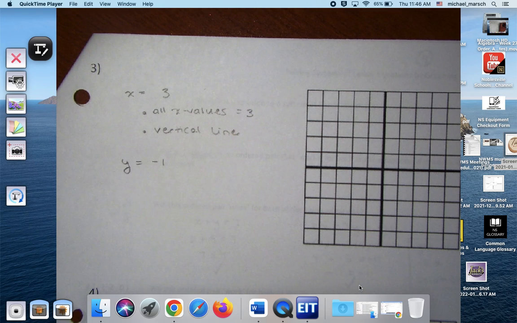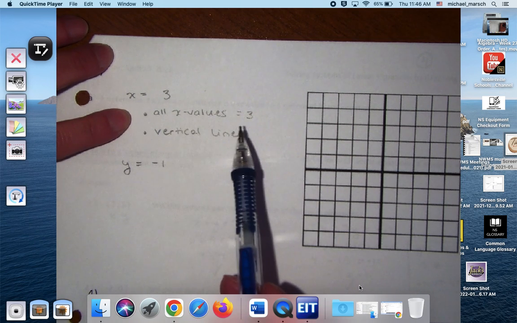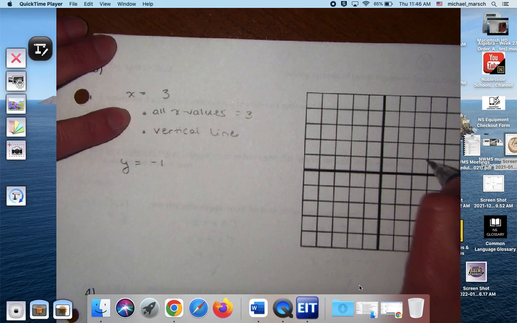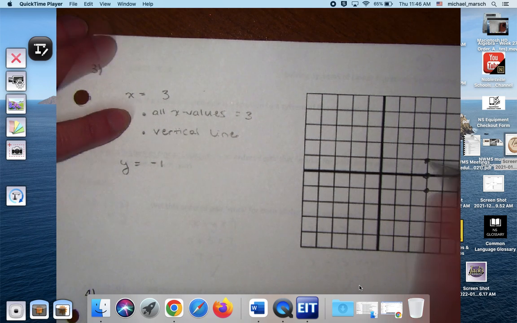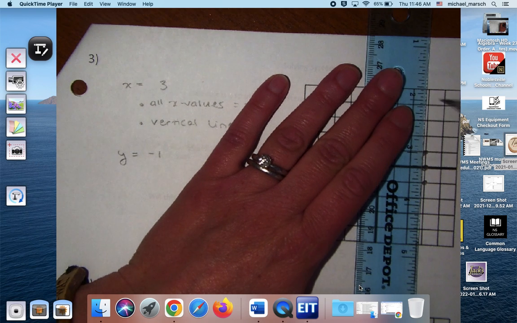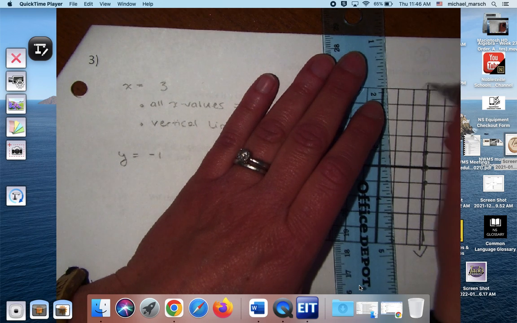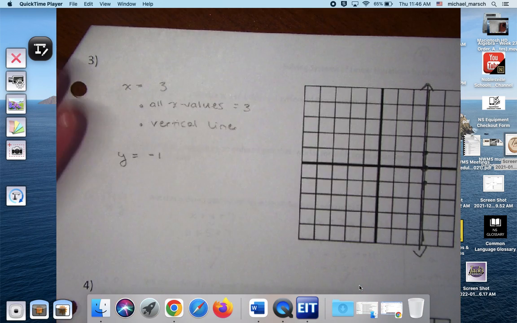Right? So if all I have is x equals 3, that tells me all x values are 3. So that would be like going over 3 for your entire line. And so you get a vertical line at 3. You might want to color this one a little bit wider. Since it's on the line, it's kind of hard to see.